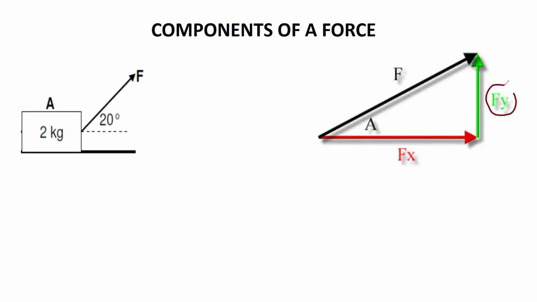In terms of Fy, the vertical component is given by the formula F sine theta. Let's say this was theta. I know it's A, but let me just use theta. So that vertical component of the force is F sine theta. This is coming from trigonometry. Let me show you a bit of trig so you can understand this maths.